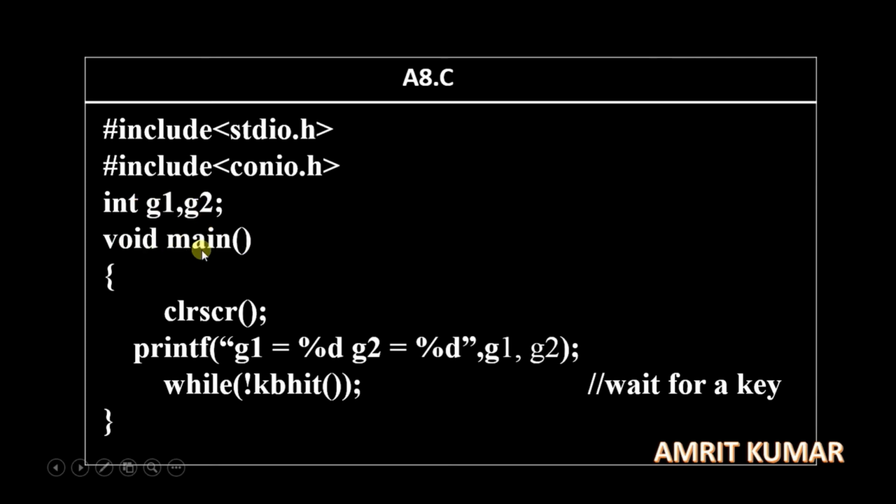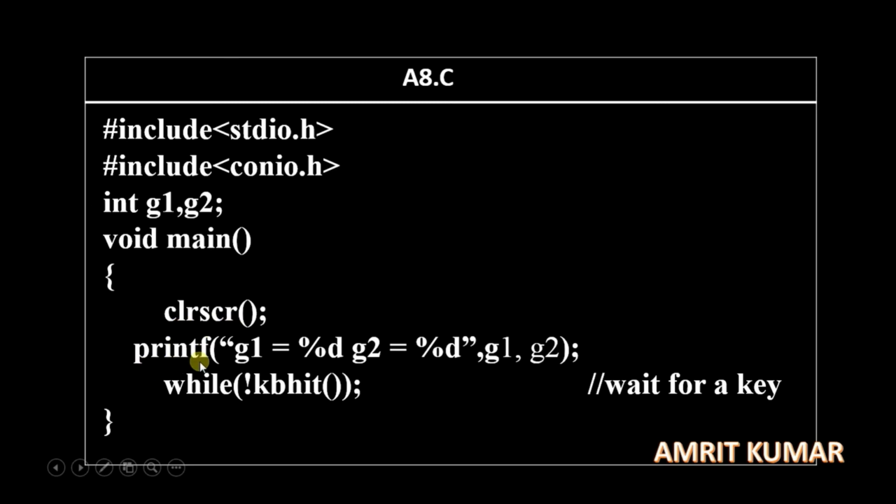After that, I have to declare a main function whose return type is void, meaning empty. Then I have used the curly braces. After that, I have used the clrscr function whose work is to clear the screen. So it will clear all that is written on the screen.